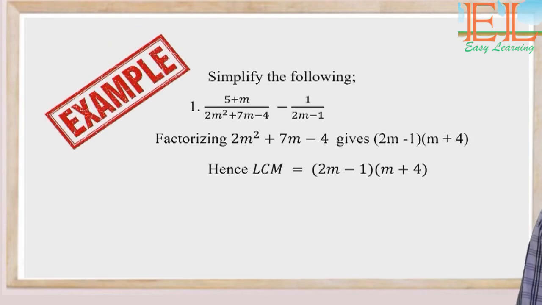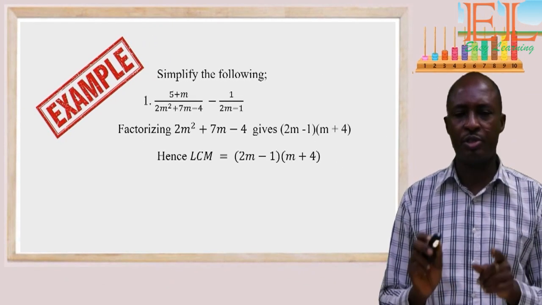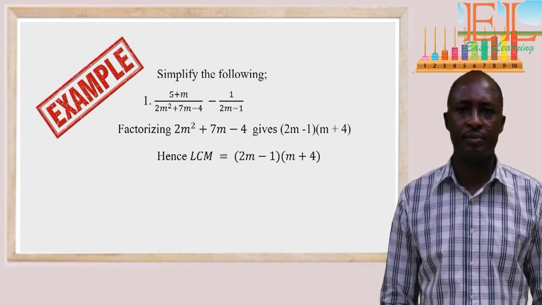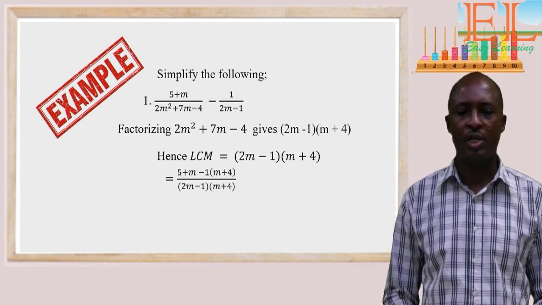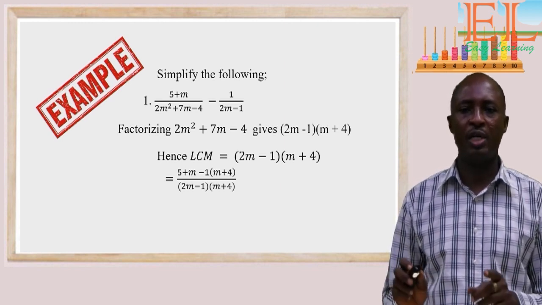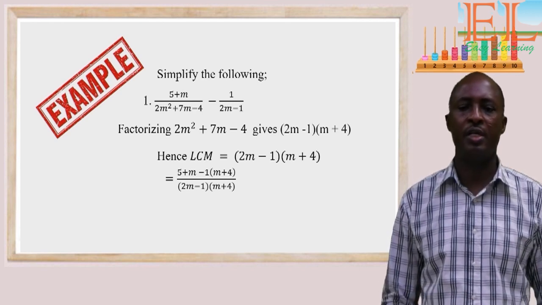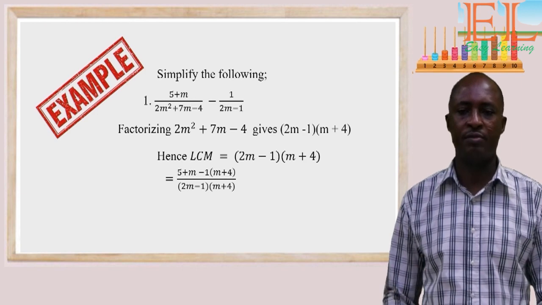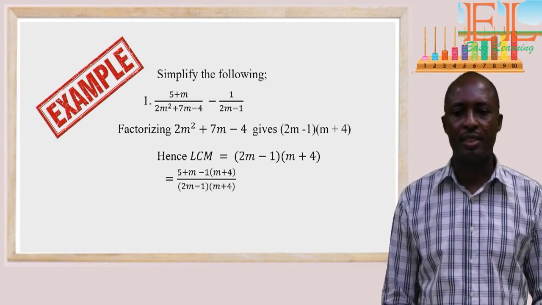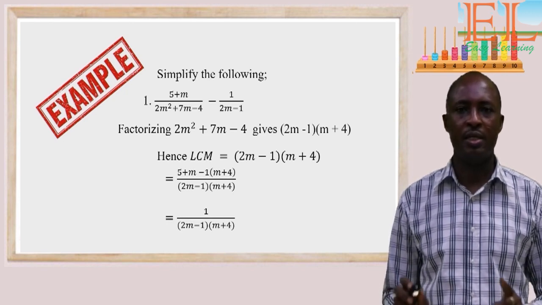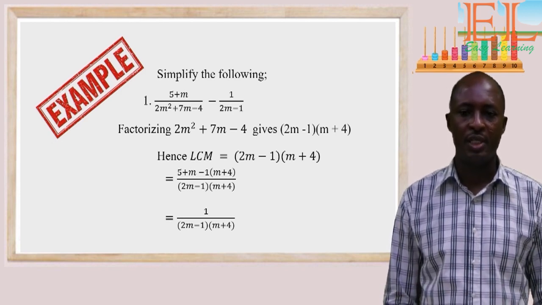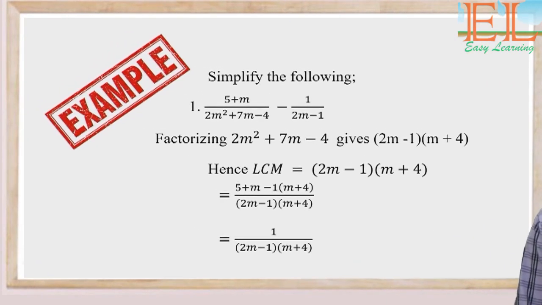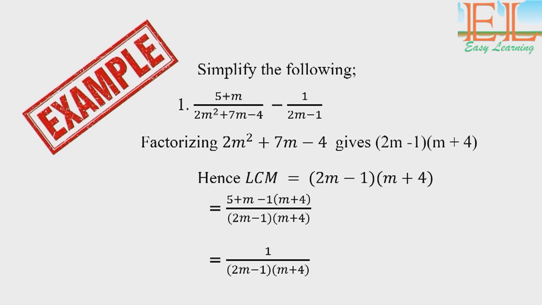But you realize that if you had not factorized, you would not know that 2m minus 1 is a factor of 2m squared plus 7m minus 4. Now, using our LCM, we'll now have (5 plus m minus 1 times m plus 4) all over (2m minus 1) times (m plus 4). And simplifying the numerator will give us 1 divided by (2m minus 1) times (m plus 4). So we have simplified our expression into a single fraction, and that is a simplified form.